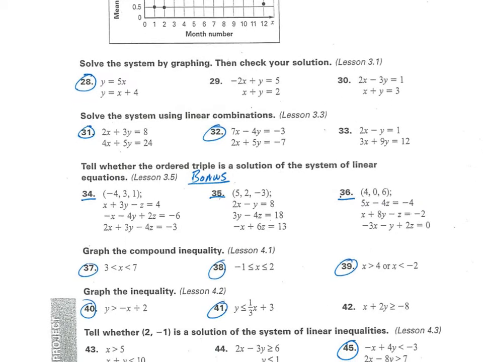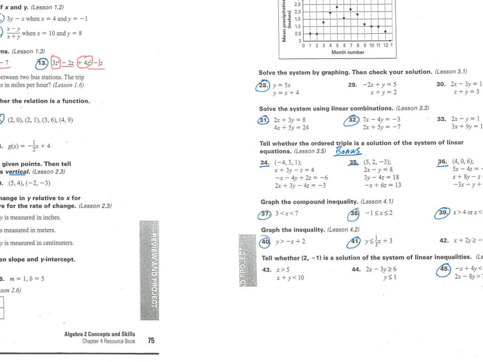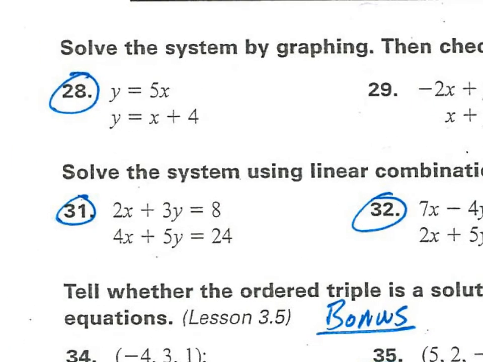Number 28, you're to solve the system by graphing. So all you need to do is graph these two lines. Remember you've got your coordinate plane. Identify the m and the b. I do want to caution you, right here, that'd be 5x plus 0.